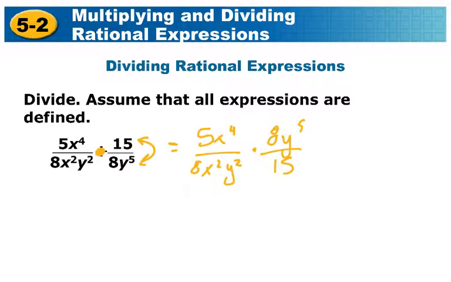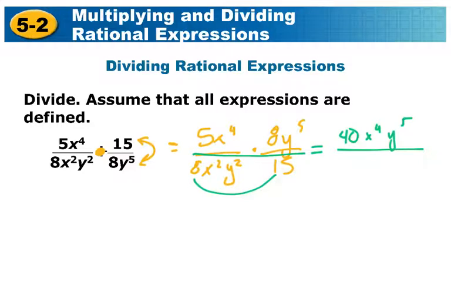So in order to solve this, I'm going to make this into kind of it all together. So I'm going to multiply across and get 40 from 5 times 8. I'll have x to the 4th and y to the 5th. And then in the denominator, 8 times 15 results in 120. And then we have an x squared still and a y squared. Now is when we get to reduce. So again, think of it as the numbers, the x's and the y's.